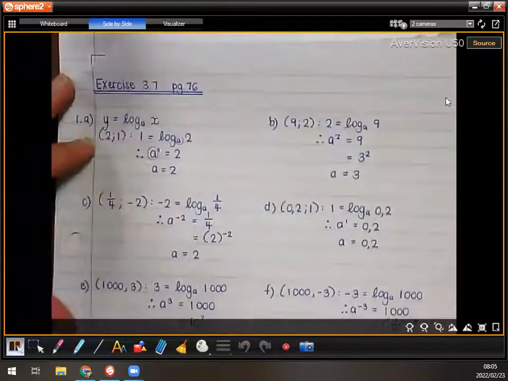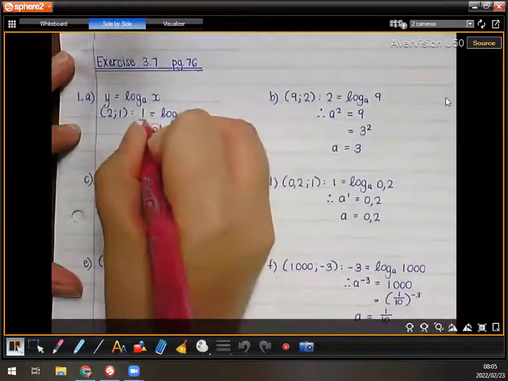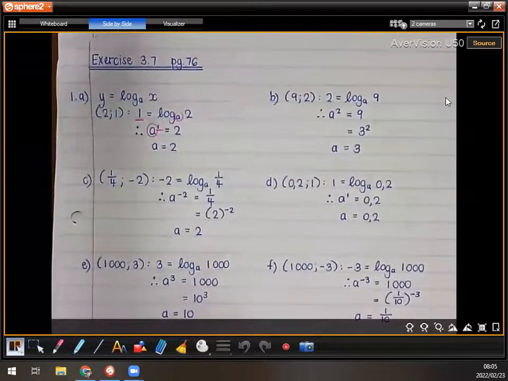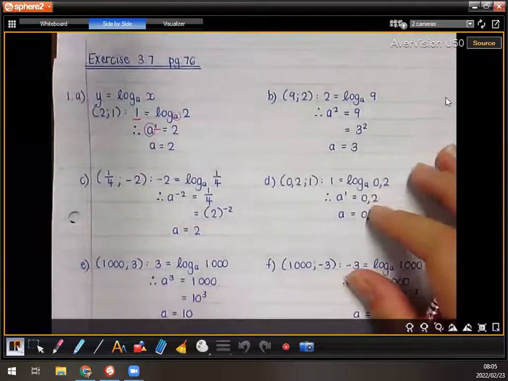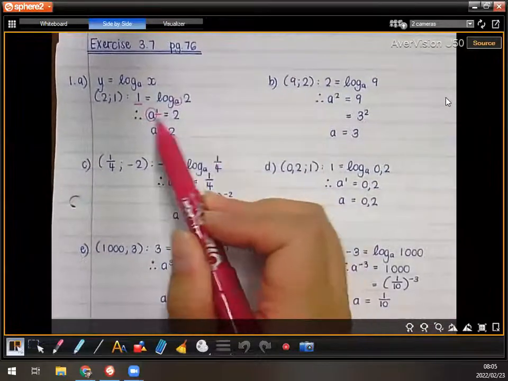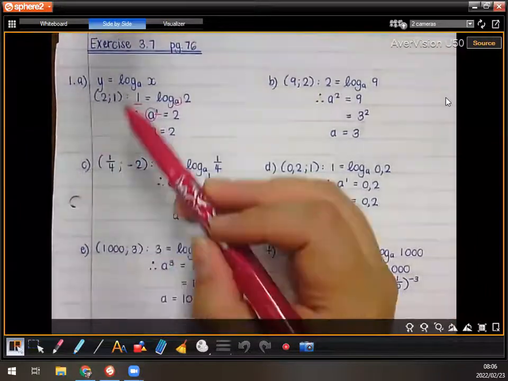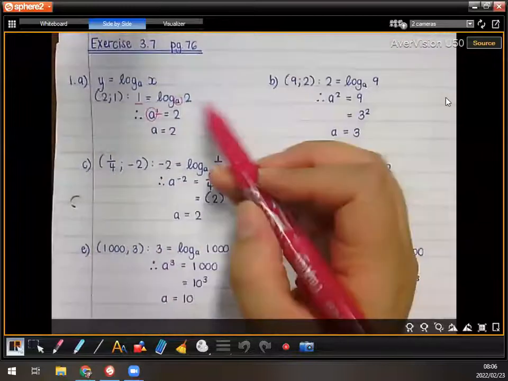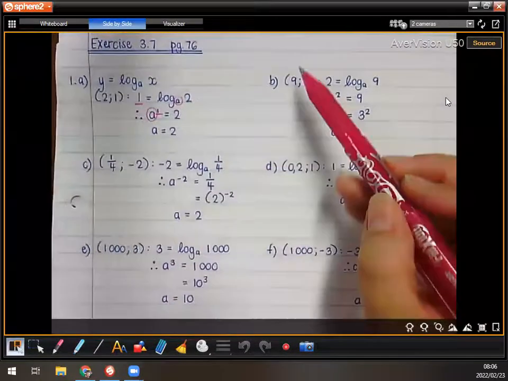So the subject in the log equation is the exponent in exponential form, and then obviously the other number is different. I'm not sure if you guys were able to do that on your own, but that's basically what you would do. In this case, it was very easy. A to the one is A, so A is obviously 2. You didn't actually even have to rewrite that. You just left your answer as A equals 2.